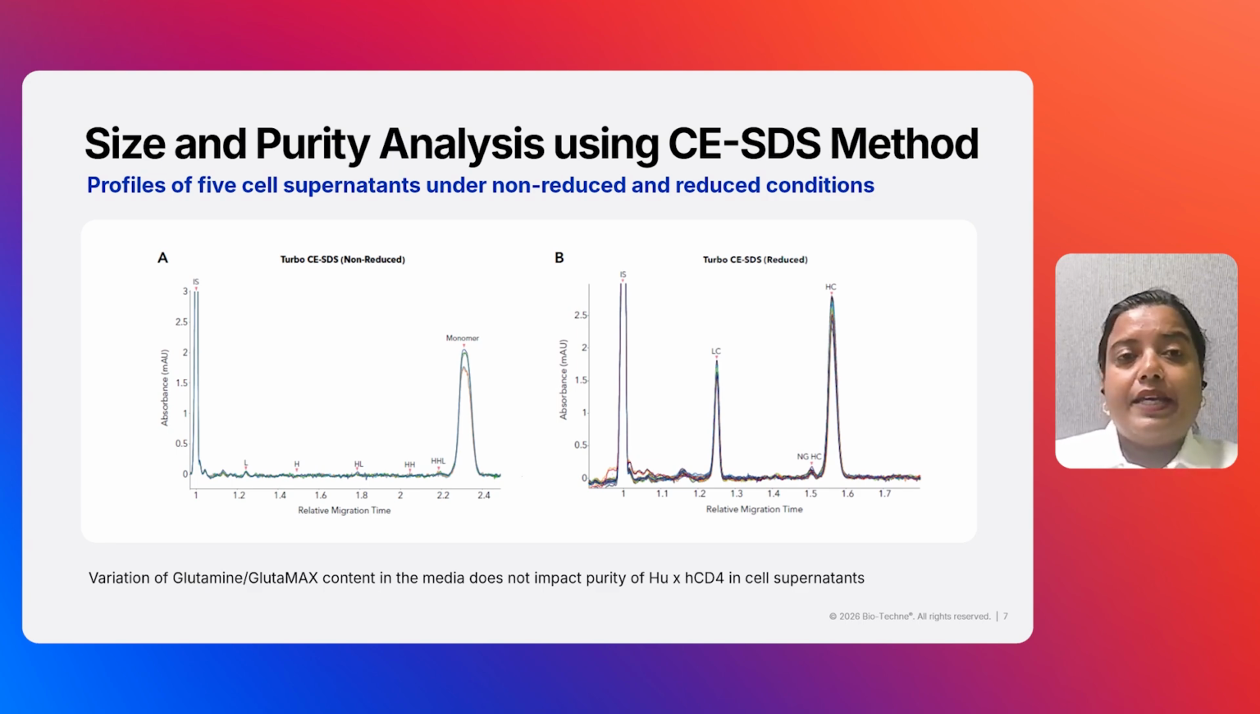While differences in the peak intensity between the profiles were observed under non-reduced conditions, the quantification of the monomer percent peak area resulted in comparable values, indicating that the variation in the L-glutamine to GlutaMAX ratio did not impact the purity of the monoclonal antibody. Although, if you look at the light chain and the heavy chain, they did not show any increase in their peak area percentage. However, a small increase in the peak percent area of non-glycosylated heavy chain by 1% was observed, possibly correlating with the changes in the L-glutamine to GlutaMAX ratio.